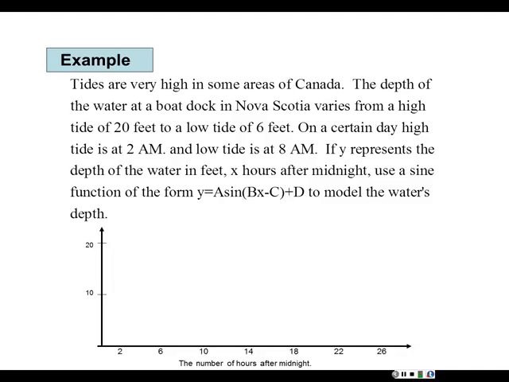And on a certain day, high tide is at 2 a.m. and low tide is at 8 a.m. So here, these are the times you are given after midnight. So that's the 2 a.m. here, and that's the 8 a.m. probably here. Okay. Now, if y represents the depth of water in feet, x hours after midnight, use a sine function to model the water depth.